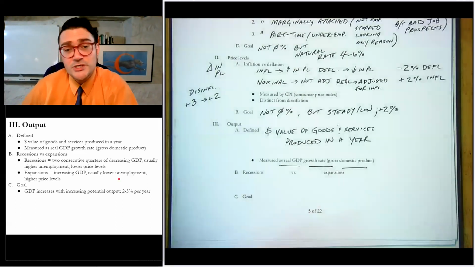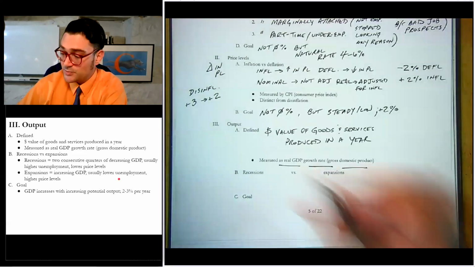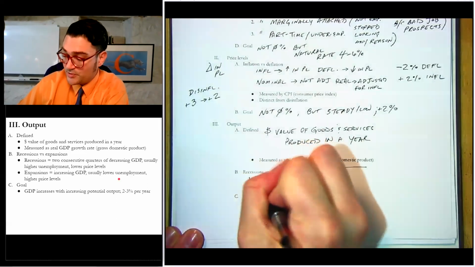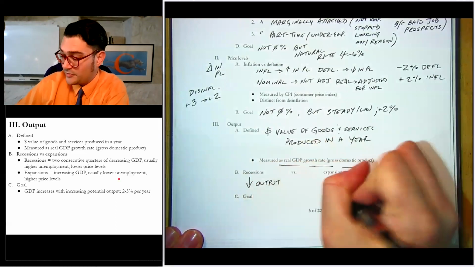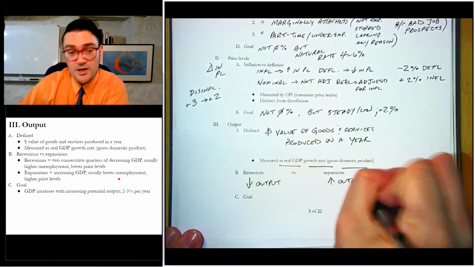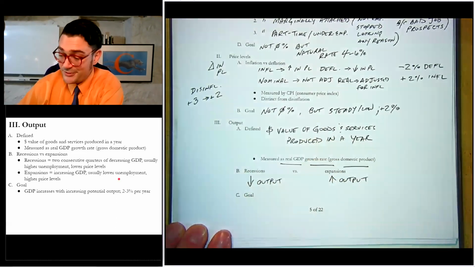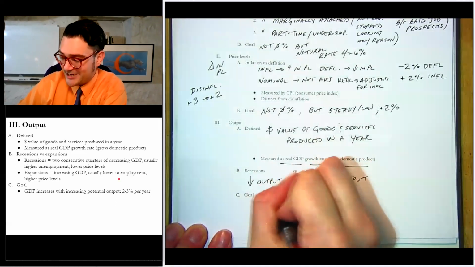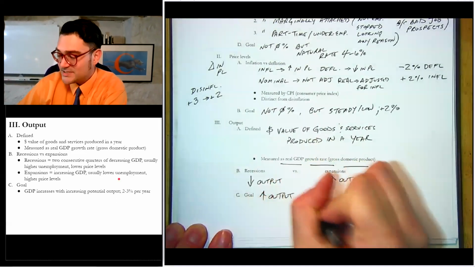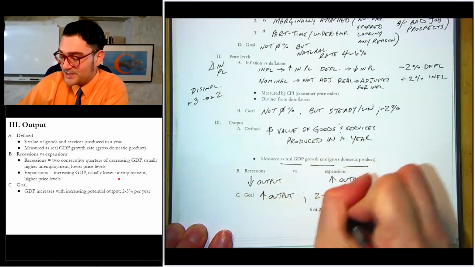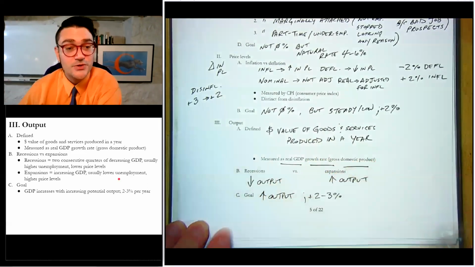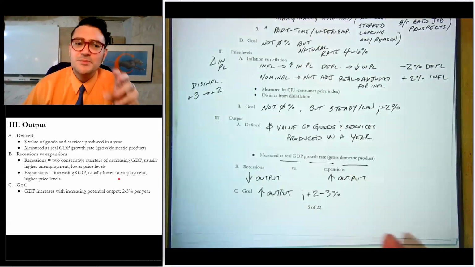In the previous video, we already talked about recessions and expansions. So we could just say they're decreasing output and increasing output, but we already know what those are. The goal is increasing, right? We want increasing output. We want more stuff. Technically, a healthy developed economy is usually around 2% a year, 2 to 3%. That's a really pretty good growth rate.